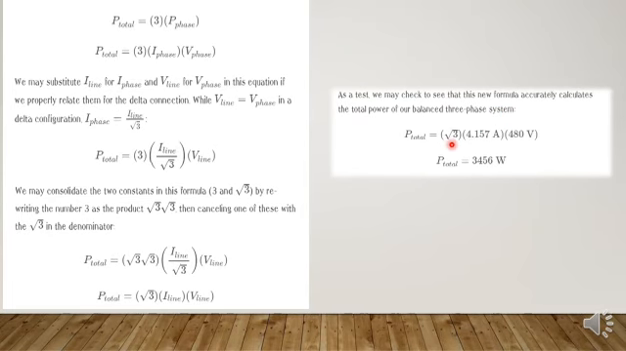So, yung square root of 3 times dun sa line current, and dun sa line voltage. Mag-a-arrive tayo sa power na 3,456 na same dun sa nakuha natin kanina.